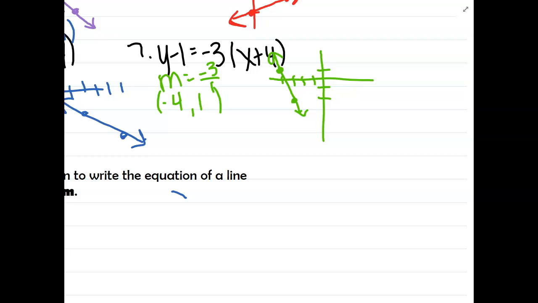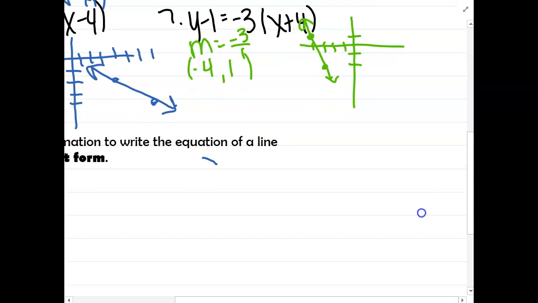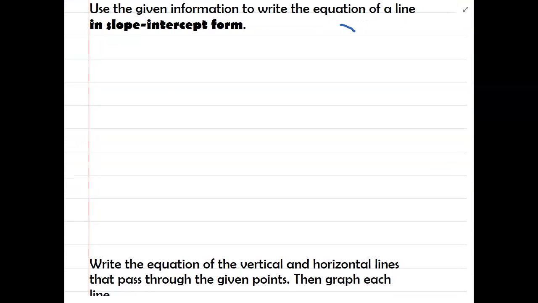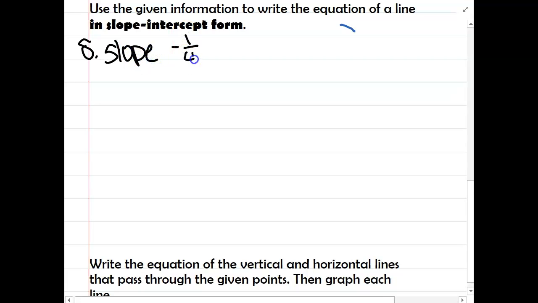Okay, let's do 2 on writing the equation of a line. And then we'll end with an easy one here. All right, so once again, I think I've already said it a couple times. I want your answers in slope-intercept form. I don't care if the back of the book has it in point-slope form. I want your answers in slope-intercept form. So number 8, I want to write the equation of a line that has a slope of -1/4 and passes through -4, 1.